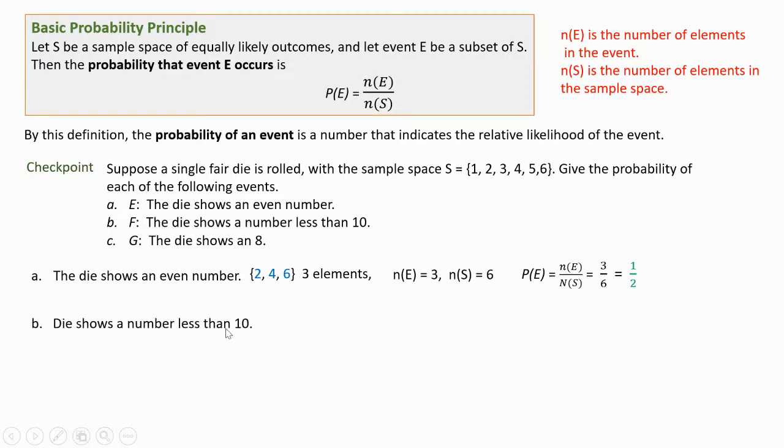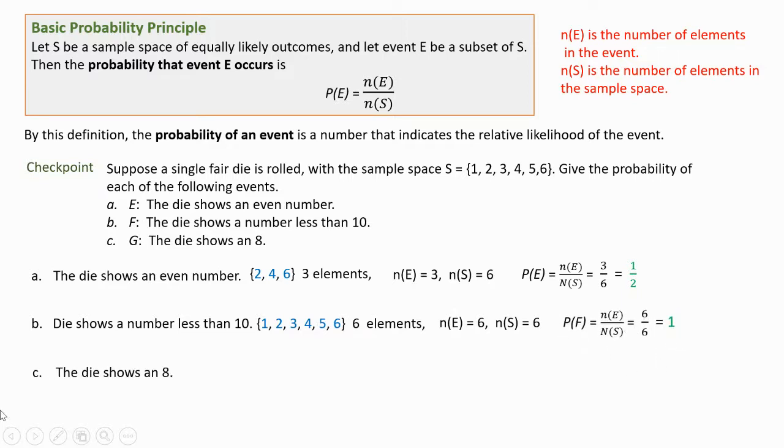The die shows a number less than 10. So less than 10 includes all 6, right? 1, 2, 3, 4, 5, 6. So it's going to be 6 elements. And again, my sample space will be 6 because there's 6 ways it can be. So it's going to be 6 over 6, which is equal to 1, which is 100%.